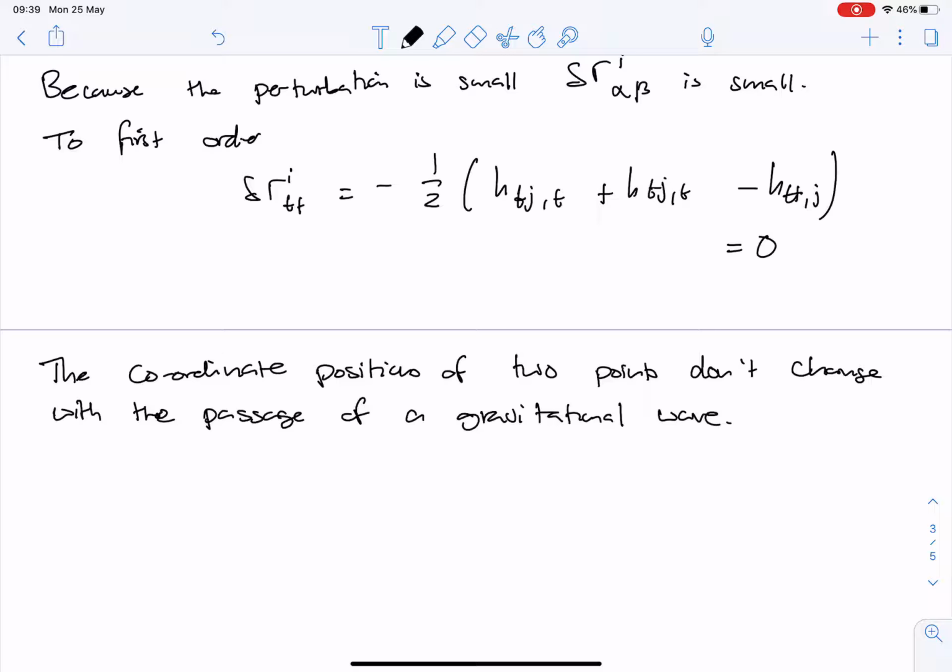And that's not so surprising, because if you think about, say, the Earth, which might be stretched and squashed by gravitational waves as it comes through, your longitude and your latitude don't actually change, right? Your coordinates don't change, but the actual physical distance does. So that's the important point. The coordinates don't change, the physical distance does.